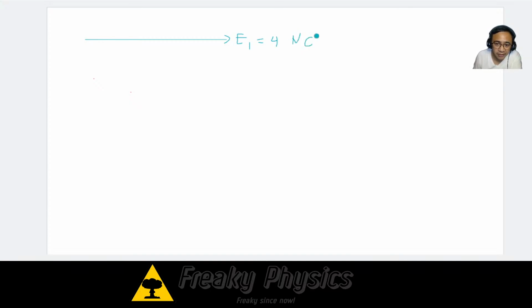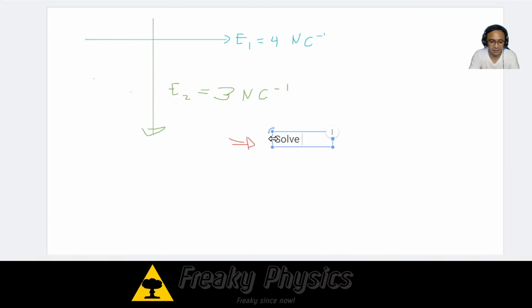4 newtons per coulomb. And let's say that there's a second electric field crossing it like this, and say that this is E2, that's 3 newtons per coulomb. Now, I'm deliberately choosing these numbers because we know that this should be an easy solution. So what do we do here? What we do is we're going to draw it exactly like a vector diagram. Solve exactly as a vector diagram.